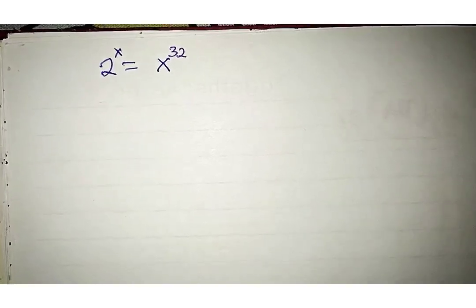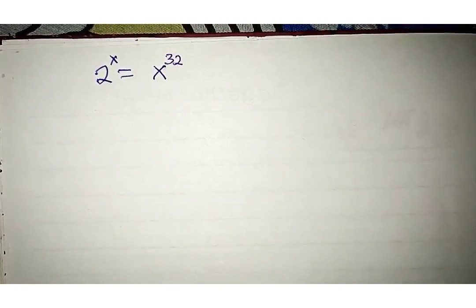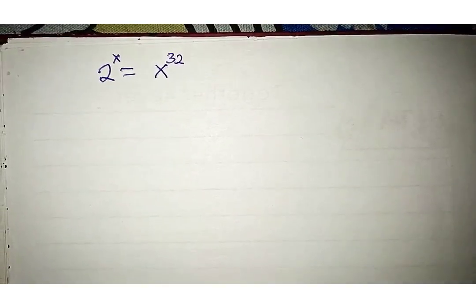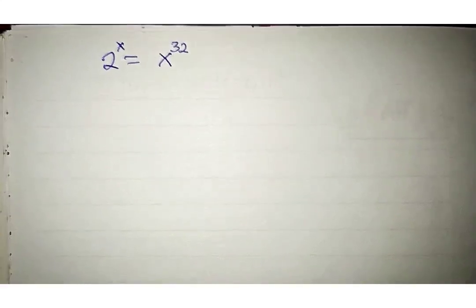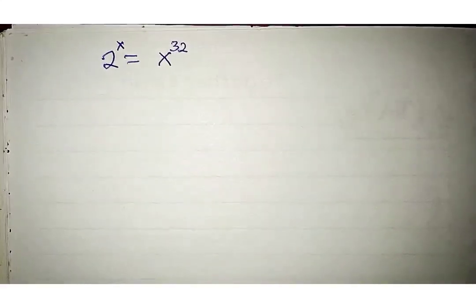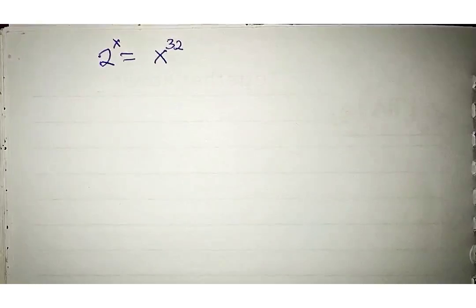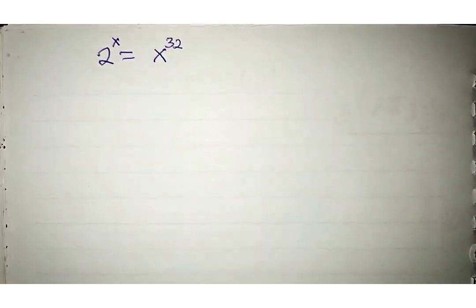All right, hello guys. Today we'll have a very interesting question here before us. This is an Olympiad question from Germany. So the question here we are seeing is 2 to the x power is equal to x raised to power 32.